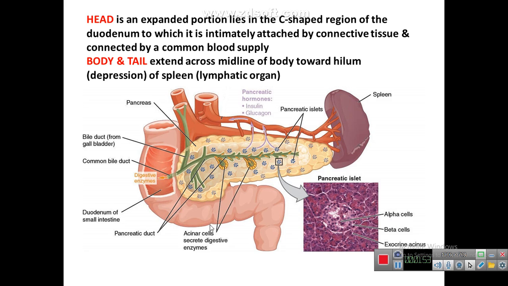This is the duodenum, the main pancreatic duct, and these yellow colored cells are known as the acinar cells. They are exocrine in nature, secreting digestive enzymes. The islets of Langerhans are surrounded by acinus. What is acinus? A group of acinar cells is known as acinus.